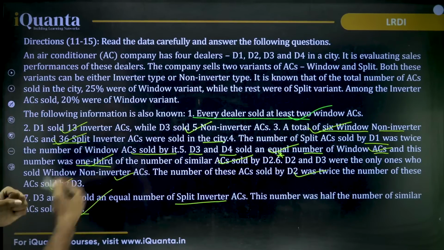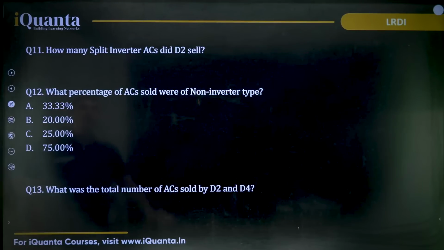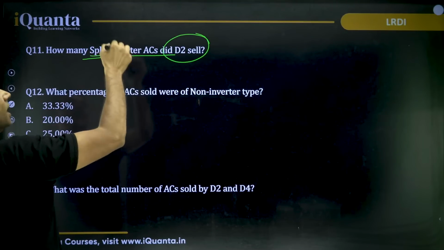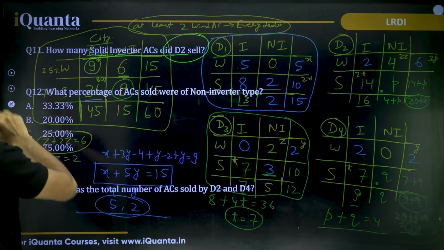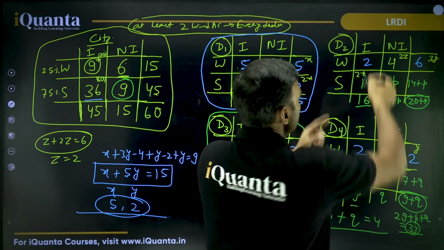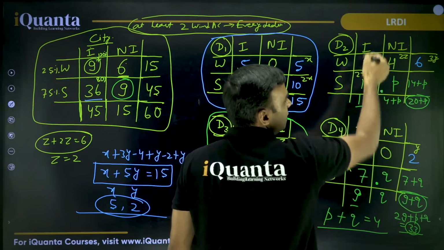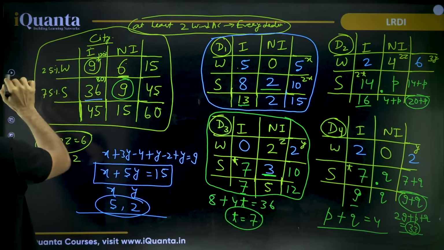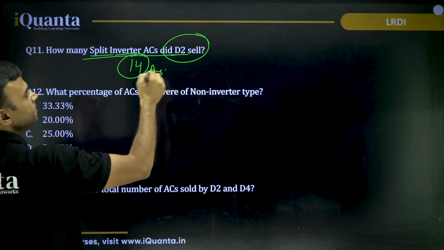So what should we do? Go to the questions. Let's see the questions. What are the questions? How many split inverter AC did D2 sell? Split inverter D2. So go into the table of D2, find split inverter. D2 split inverter is 14. You see this value. Split inverter, not the total inverter. Split inverter, that is 14. So in D2 we have 14. So answer of this question is 14.